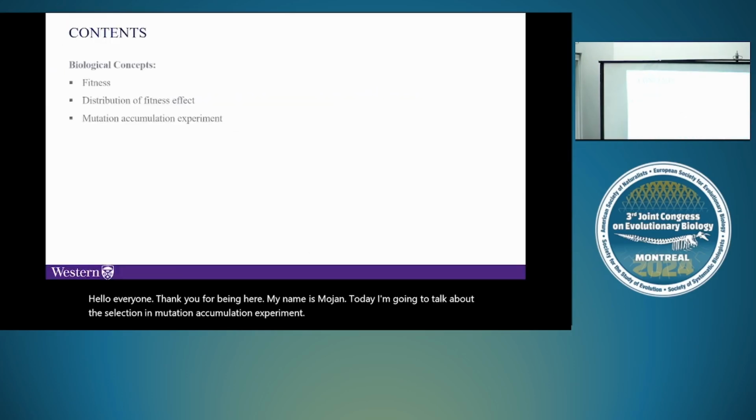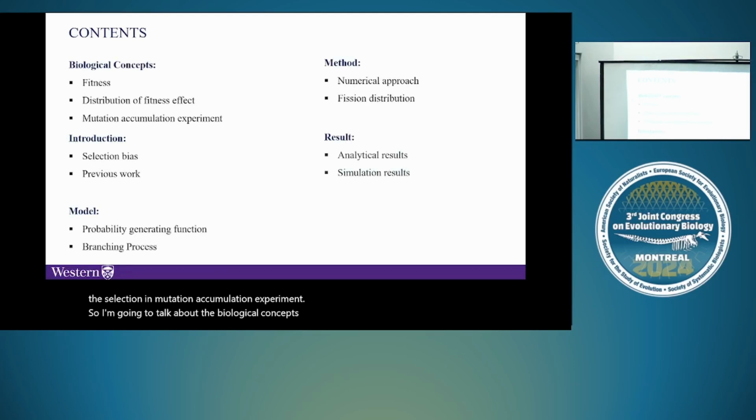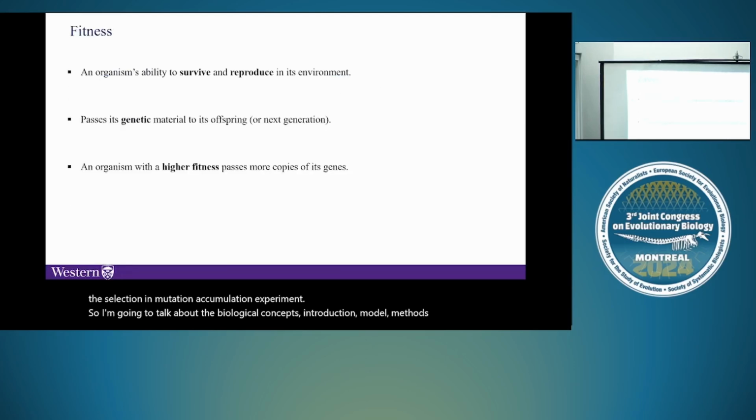So I'm going to talk about the biological concepts, introduction, model, methods, results, and summary. So first of all, fitness means an organism's ability to survive and reproduce in its environment and pass its genetic material to the next generation. And so obviously an organism with a higher fitness passes more copies of its genes.